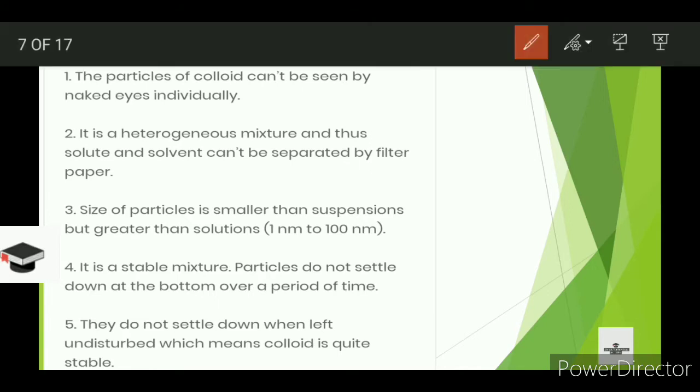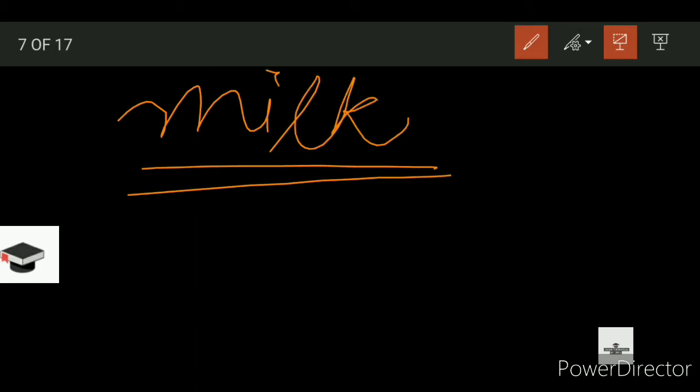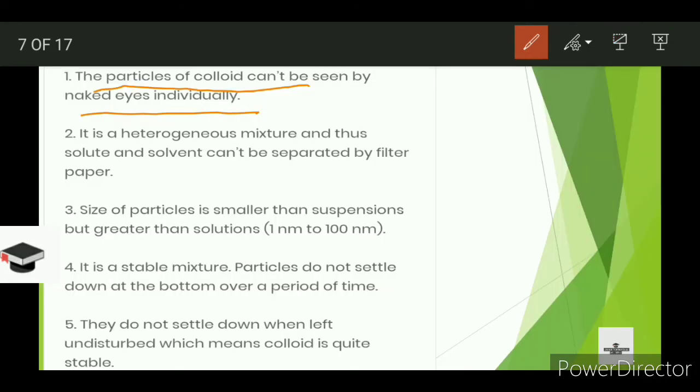Now, properties of colloid. The particles of colloid can't be seen by naked eyes individually. Let me tell you the first example of a colloid: milk. Colloids seem to be homogeneous, but actually they are heterogeneous. If you take some milk in a glass, will you be able to see the milk particles? No. So we can say that particles of colloid can't be seen through naked eyes individually. It is a heterogeneous mixture and solute and solvent cannot be separated by filter paper. Can you separate milk particles from the fat and other things dissolved in milk? No. It can be separated by chemical methods only.